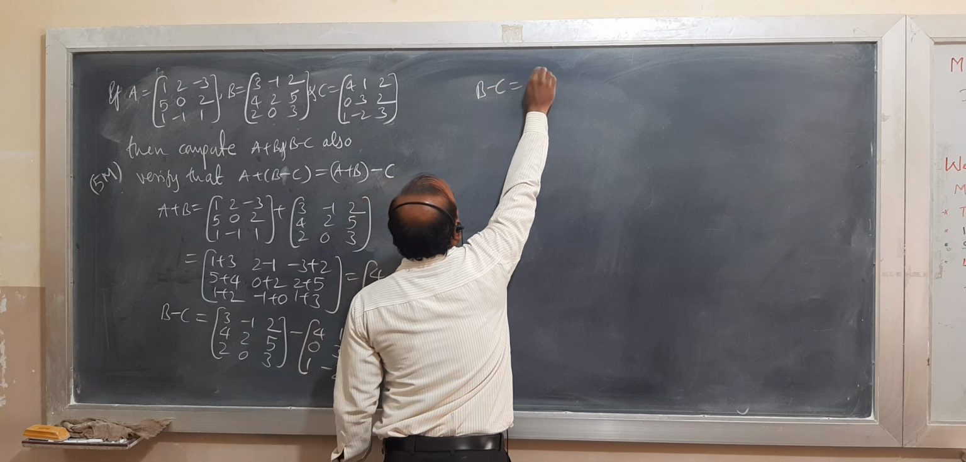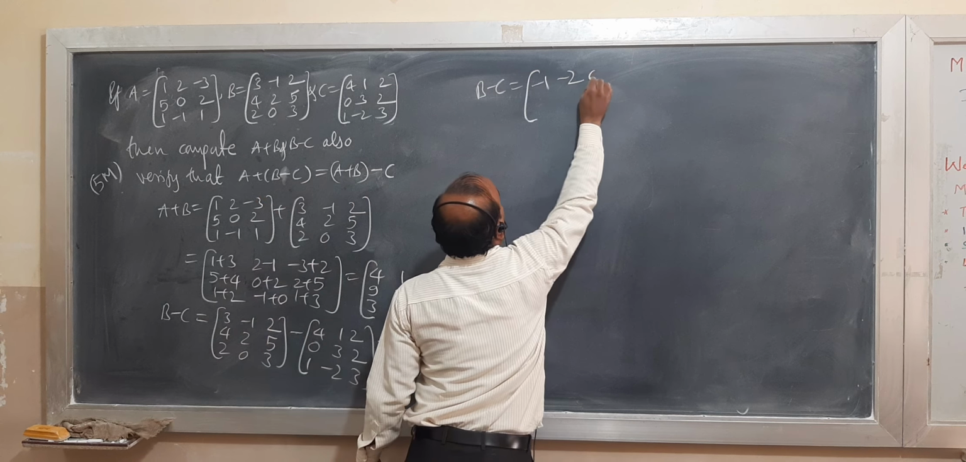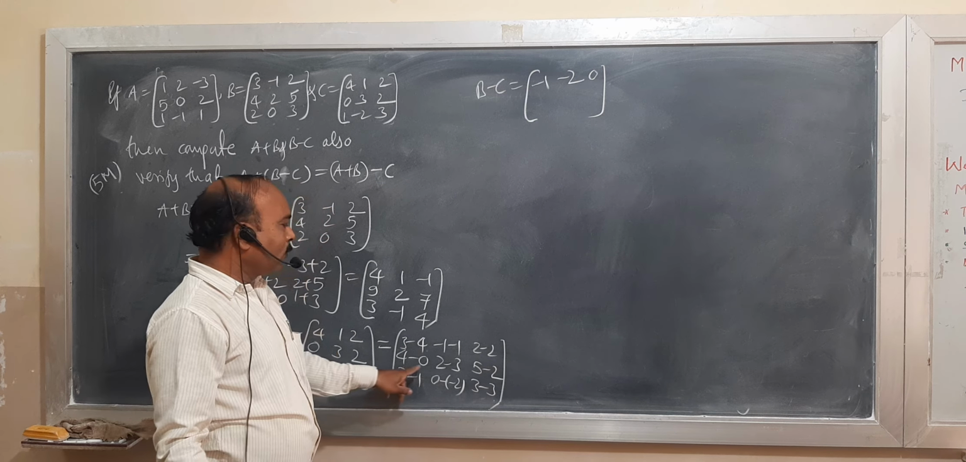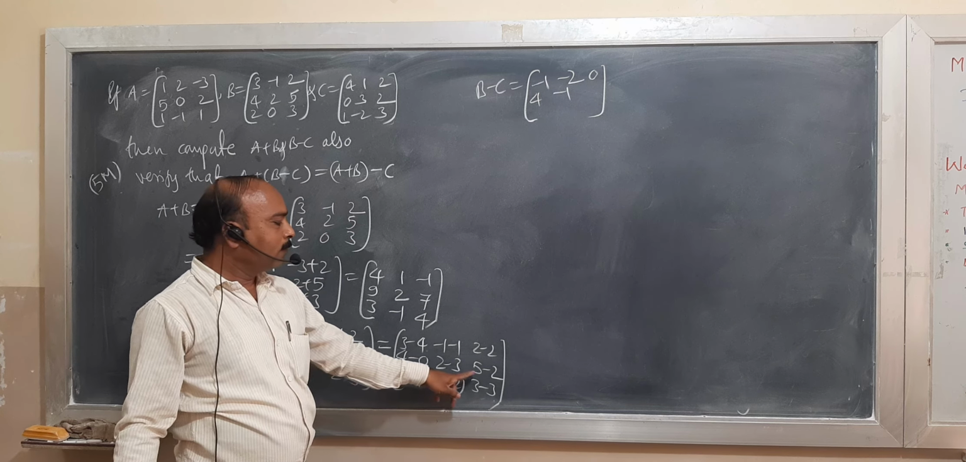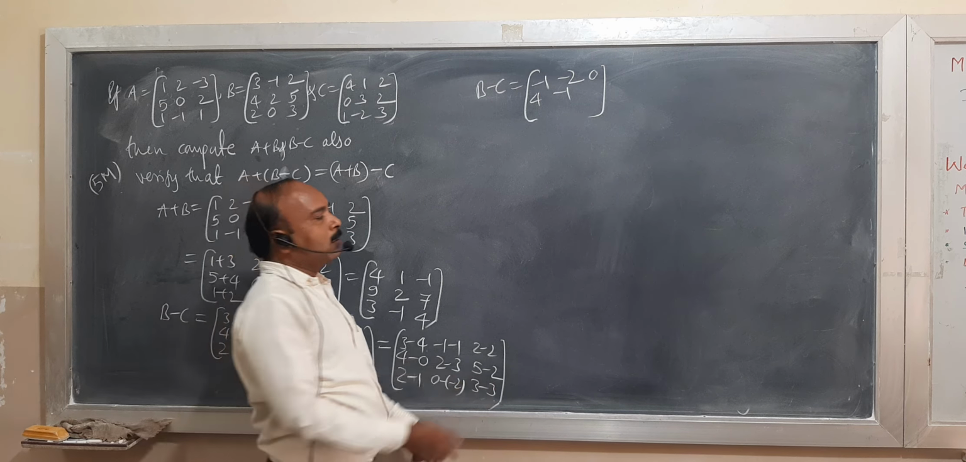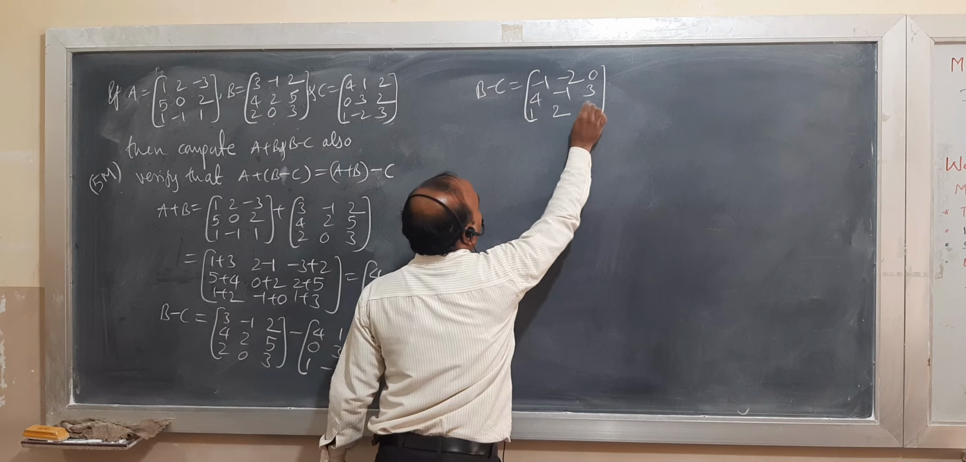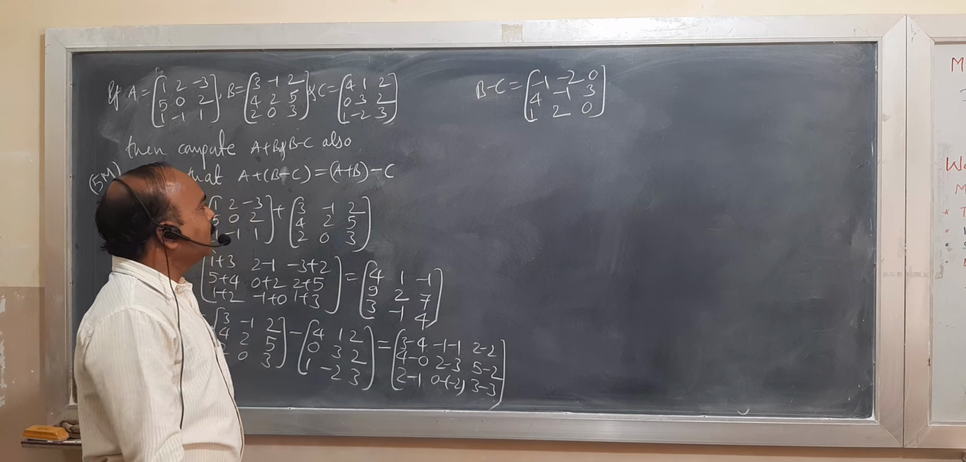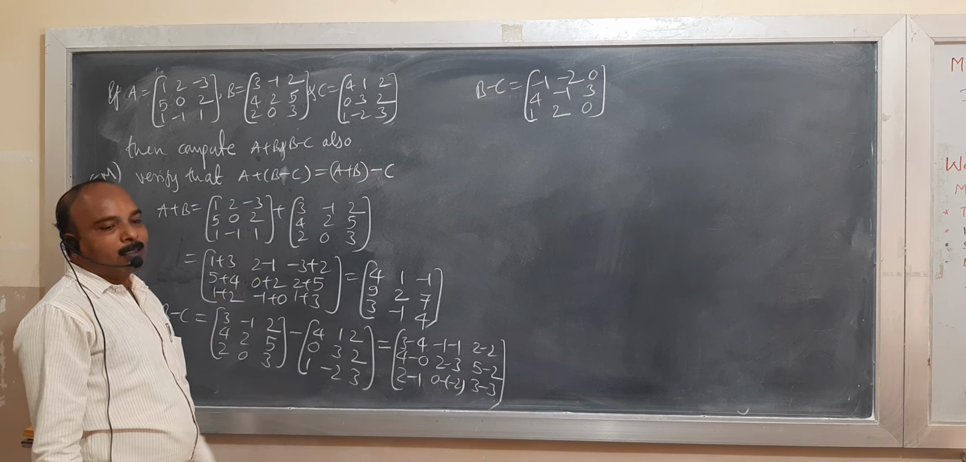B minus C equal to 3 minus 4 is minus 1. Minus 1 minus 1 is minus 2. 2 minus 2 is 0. Second row, 4 minus 0 is 4. 2 minus 3 is minus 1. 5 minus 2 is 3. 2 minus 1 is 1. 0 minus of minus 2 is plus 2. 3 minus 3 is 0. Now it is the value of B minus C, and already you got the value of A plus B. Now you go for LHS and RHS.